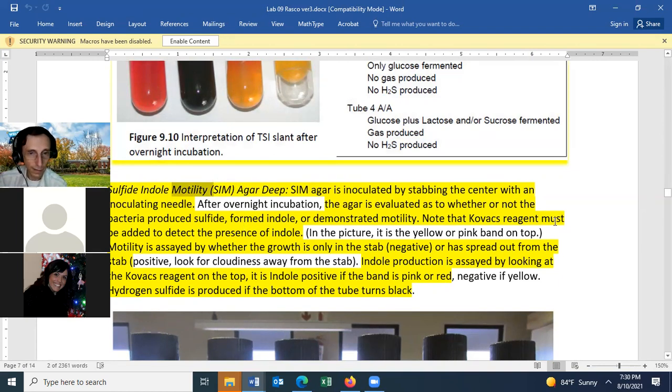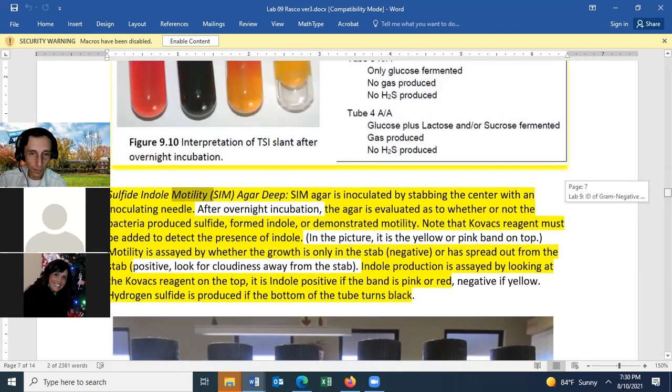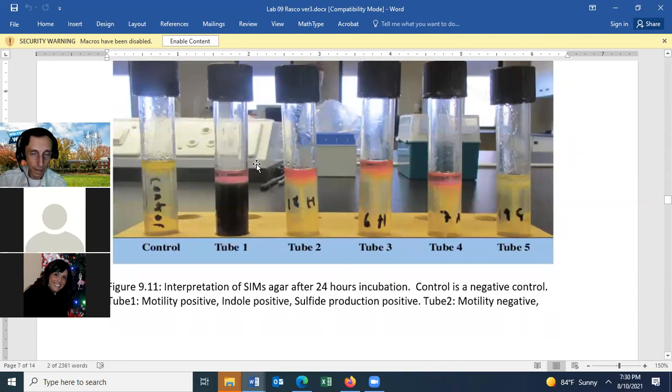For the motility, you stab inoculate the tube, and if the bacteria only grow in the stab, it's non-motile. If the bacteria flare out from the stab or the whole tube becomes turbid, then it's motile. And then after adding the Kovacs reagent, you can look for the production of indole. If it's red at the top of the tube, then indole was produced. If it's not red at the top of the tube, then indole was not produced. Any question about any of that?